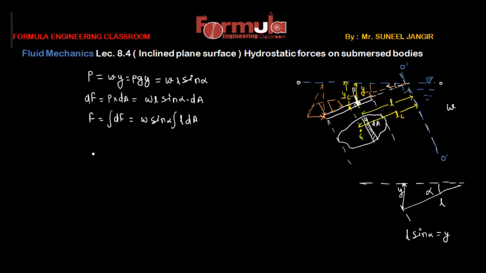So we can write, as in the previous cases, that integral L dA will be equal to L_C times A. What is L_C? L_C is the distance of the center of gravity of this plane surface from this imaginary free surface of fluid. So from here we can write F will be equal to W L_C sine alpha into A. I'm just substituting the integral L dA by L_C A.